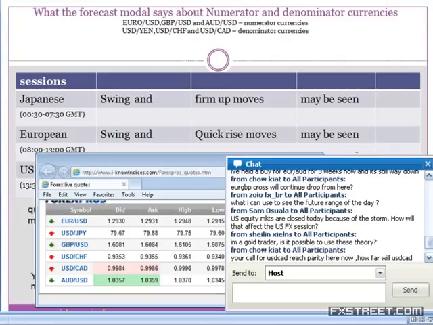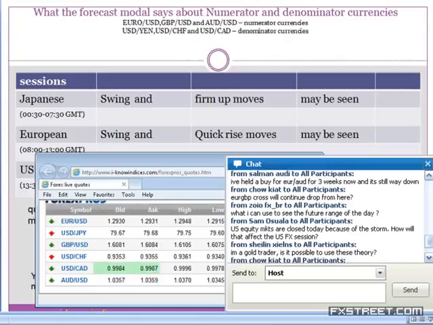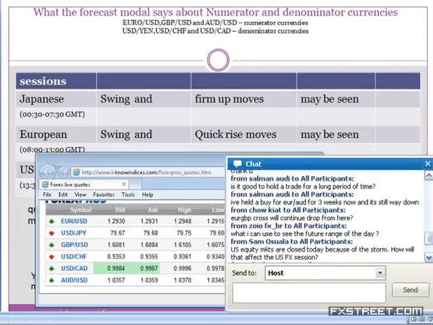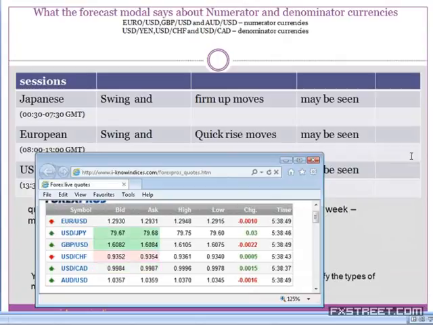Then Sam, US equity markets are closed today because of the storm. How will this affect the US FX session? See, FX session, US equity market, spot market and the futures market in the stock, you find not only the US people are participating, even others are participating. But as far as currency market is concerned, it is a global participation.